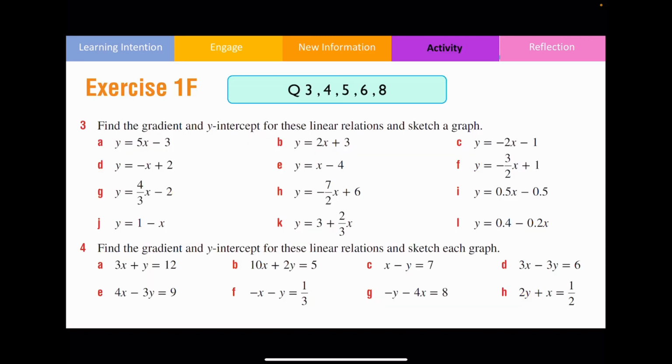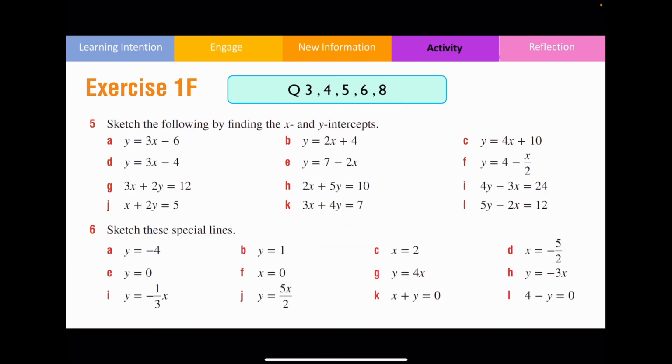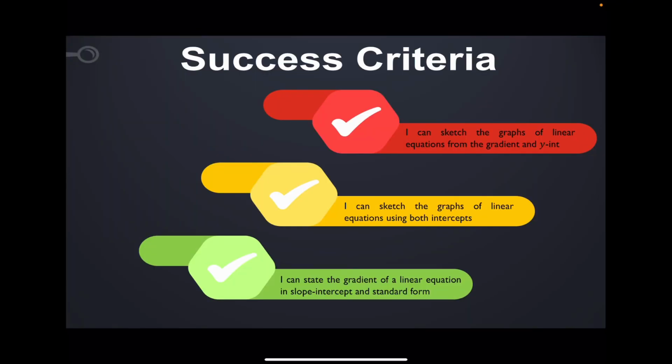So what I would like you to do now is I'd like you to please answer questions 3, 4, 5, 6, and 8 from exercise 1F. Hopefully this video has been helpful and you're able to therefore meet the success criteria of today's lesson.